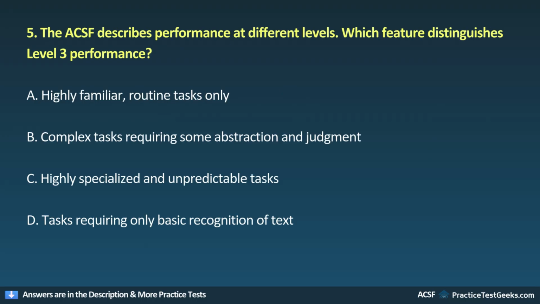5. The ACSF describes performance at different levels. Which feature distinguishes Level 3 performance? A. Highly familiar, routine tasks only. B. Complex tasks requiring some abstraction and judgment. C. Highly specialized and unpredictable tasks. D. Tasks requiring only basic recognition of text.